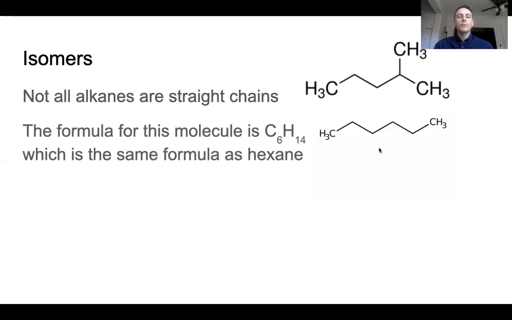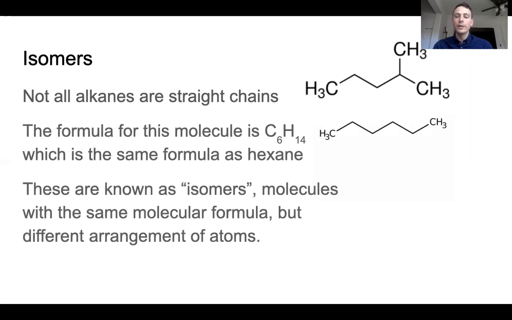So the formula for this molecule is C6H14, which is the same formula we have for this one. They're both the exact same molecule when it comes to the formula that represents them. However, geometrically, they're not the same molecule. So we need to have different names in order to differentiate between the two. These are known as isomers.